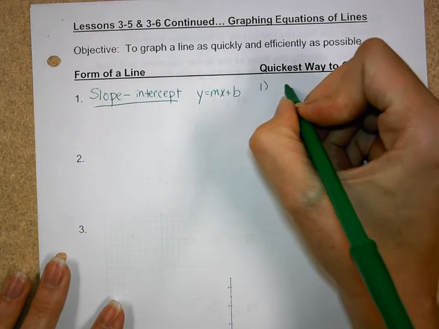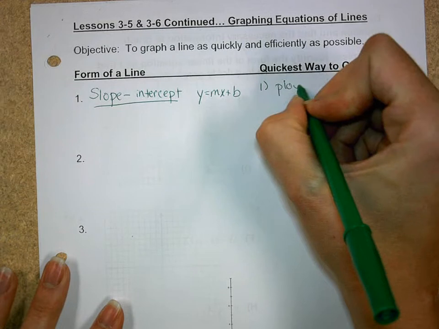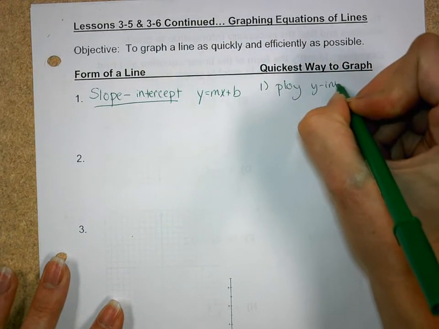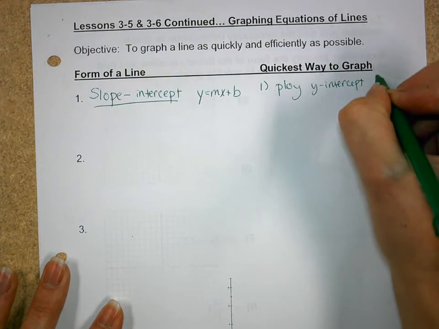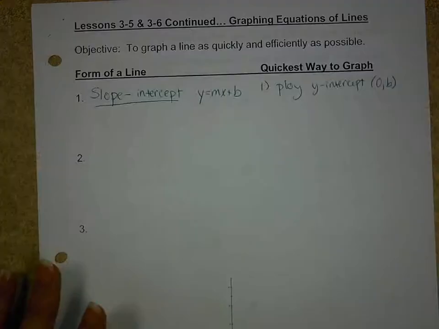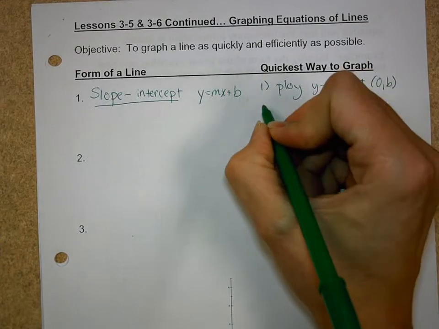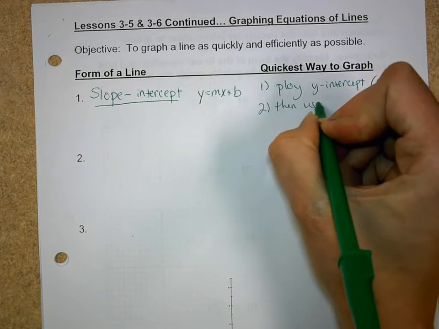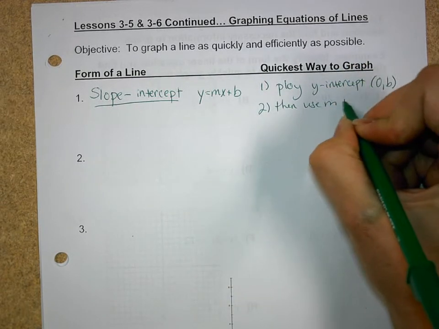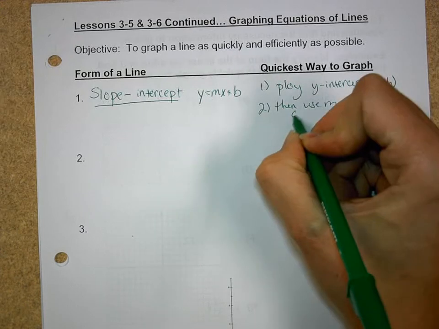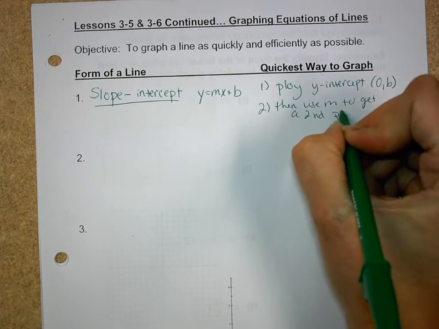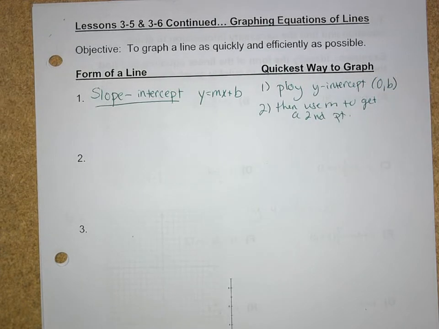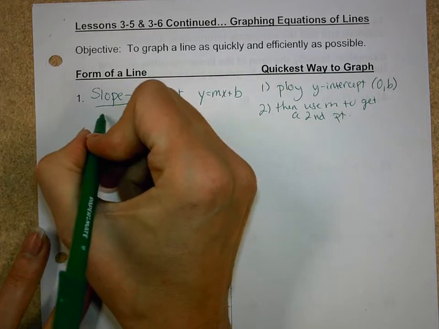Well, you plot the y-intercept, and remember the y-intercept is an ordered pair. That's (0, b), okay? And then you use the slope to get a second point. Now remember, how many points do you need to determine a line? You only need 2. So guess how many points we're going to graph? Just 2. So here's an example of one.